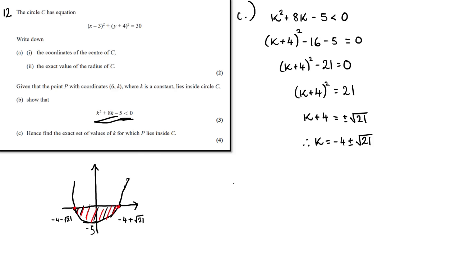So what I get for k is that it must be greater than, and strictly greater than, minus 4 minus the square root of 21, but strictly less than minus 4 plus the square root of 21. Again, make sure these are strict inequalities, and that comes back to the original quadratic inequality we were presented with in part B. But that gives us our solution to part C and the solution to question 12 overall.